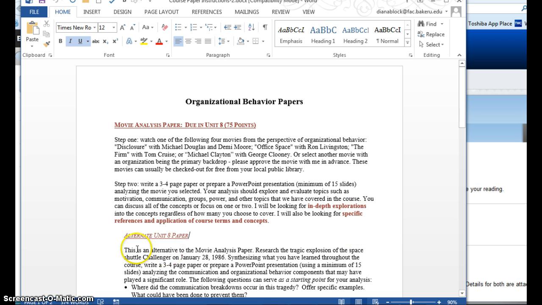And then I want specific references and application of course content, course terms and concepts. So I want you to apply course terms and concepts to what you see in the movie. So it's not like I just want you to give a list of terms that were in the textbook and just list them out. I want you to tell me why those particular terms or concepts apply to this movie. Here's an example. And this is a scene that I'm just making up. It's not in any of the films that you're going to be watching.